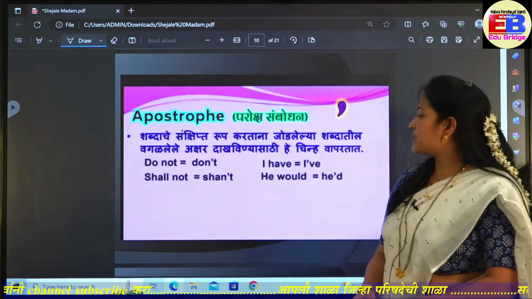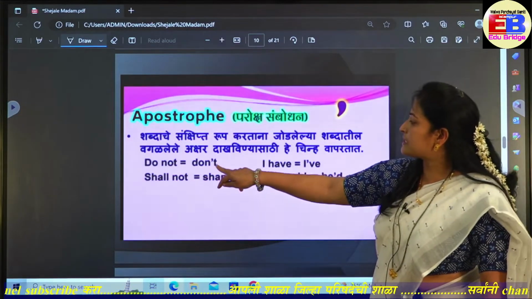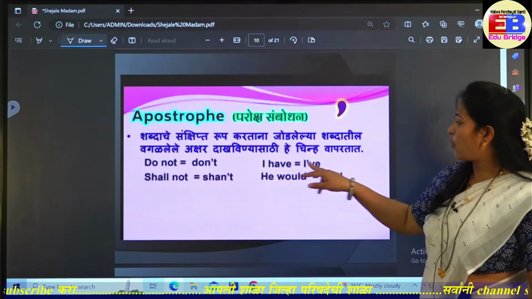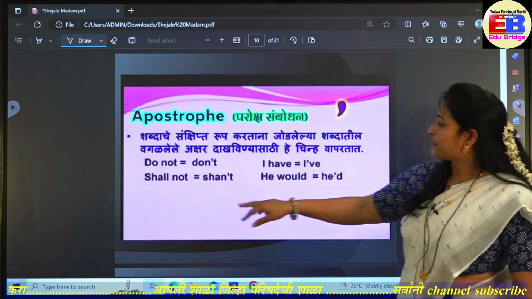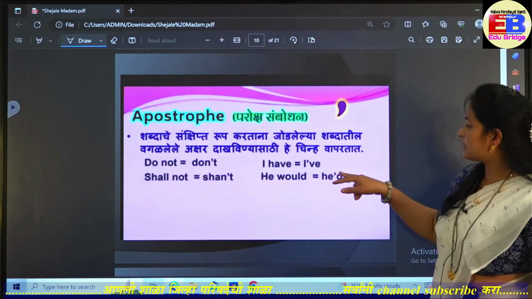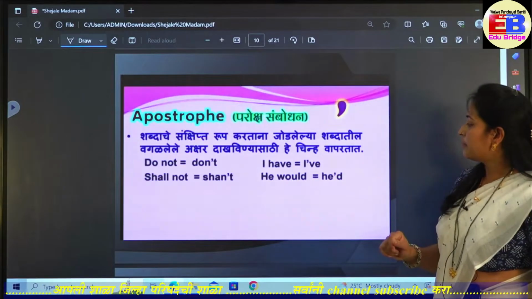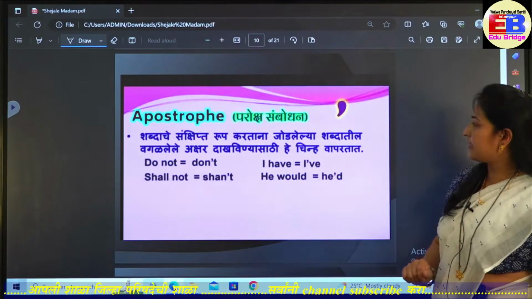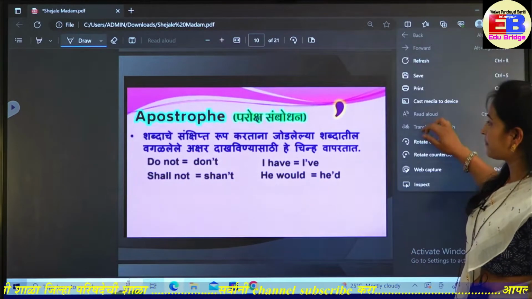Some of the examples here: do not, it's contracted forms, apostrophe is used here. Don't. I have, after I the apostrophe and then ve. Shall not, shan't. He would, see this apostrophe is used and the whole word is missed here and only d is written. So this type of apostrophe.